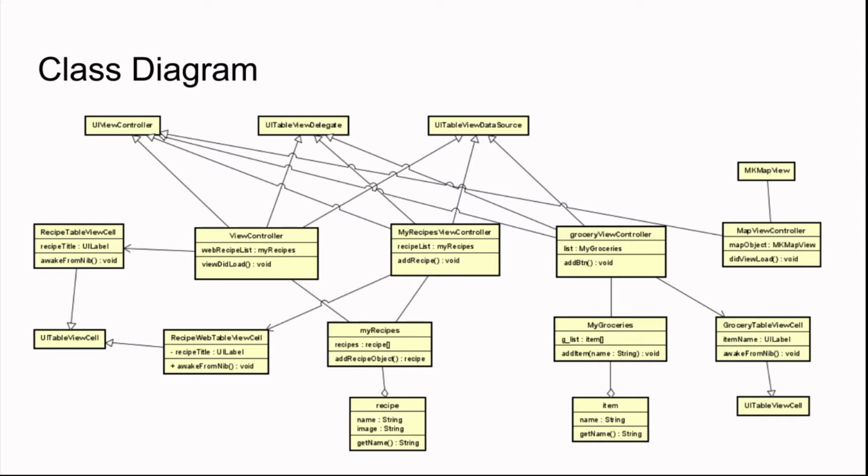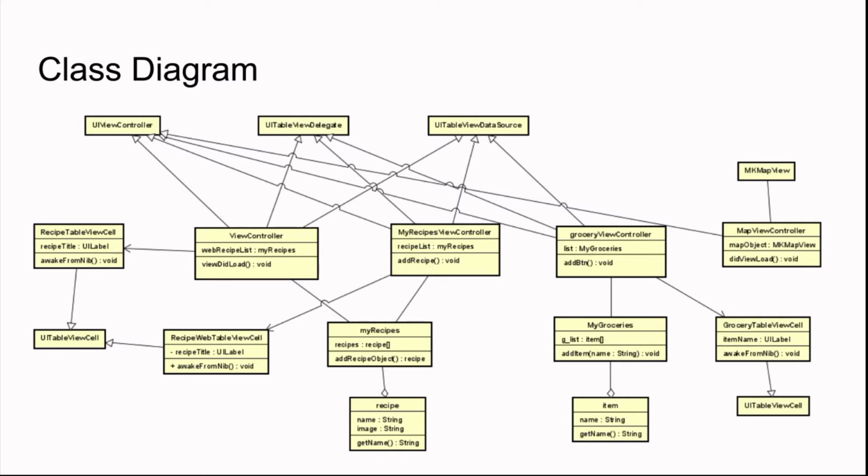There is a view controller for the map, which just includes the map view, and there is also a UI label which shows some of the grocery stores that are nearby, but the map view controller is the only one that does not have a table view.